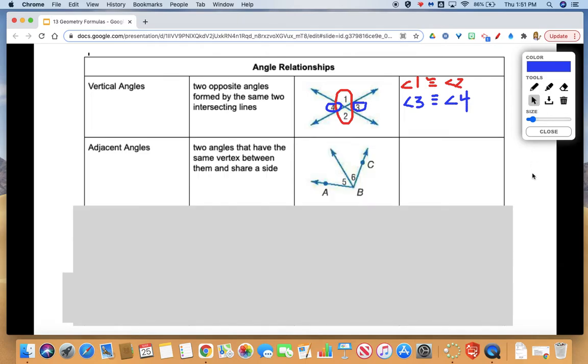Our next set of relationships is adjacent angles. Adjacent angles are two angles that have the same vertex between them and share a side. If we're looking at our example, the measure of angle ABC, so this large angle, is going to be the measure of angle 5 plus the measure of angle 6.